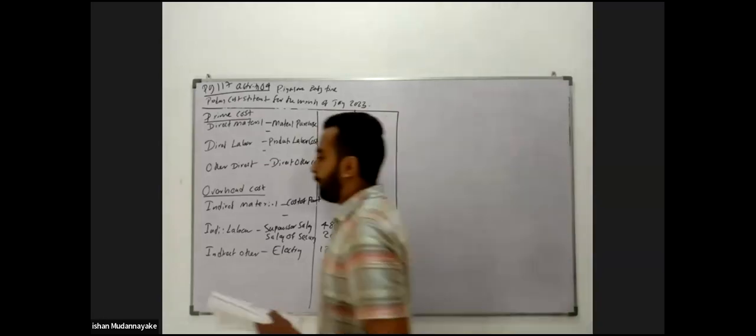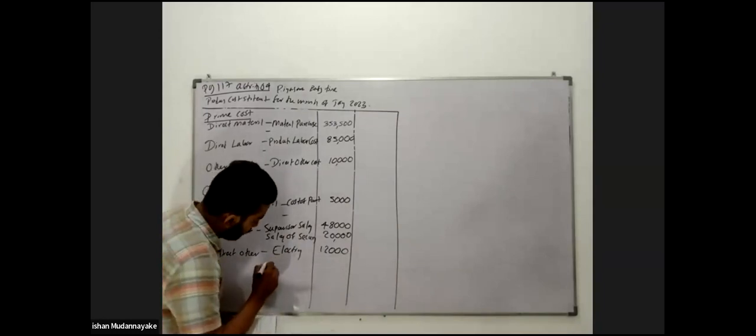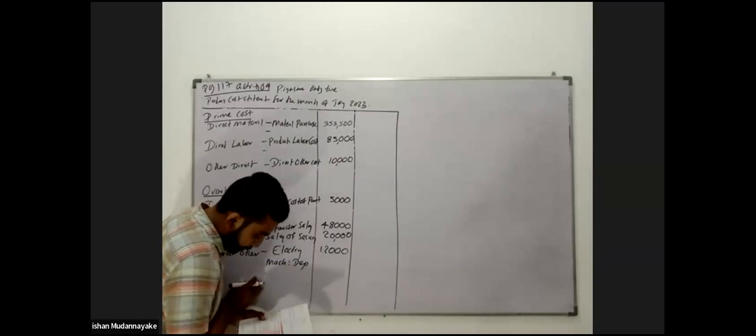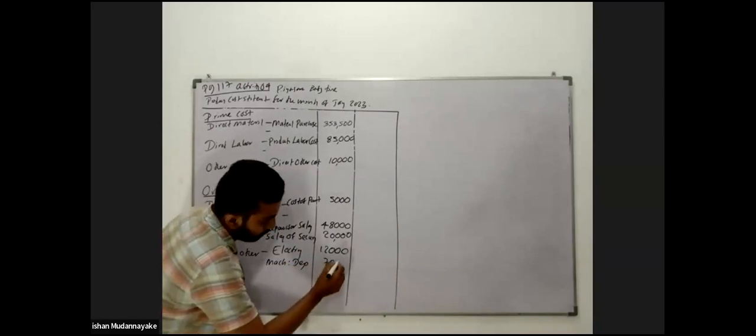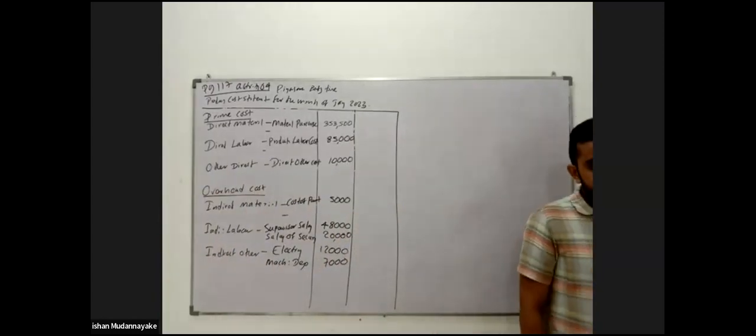Machinery depreciation. Other indirect costs. Indirect other. Machine depreciation, indirect other, 7,000. And then factory insurance, 3,000.